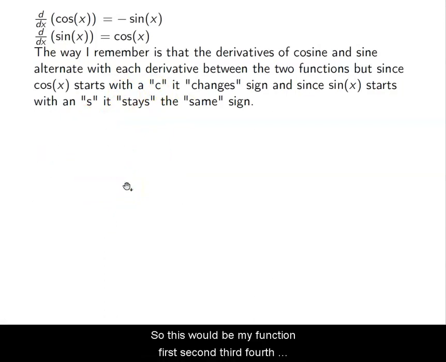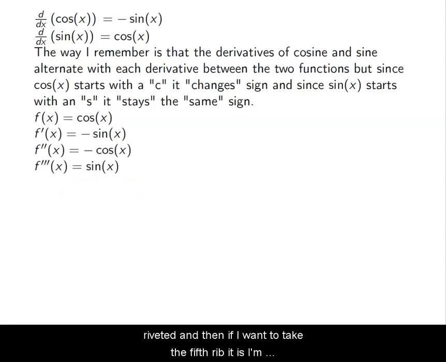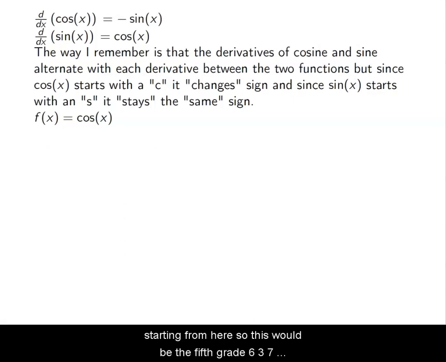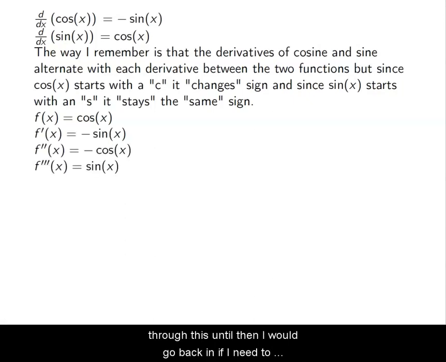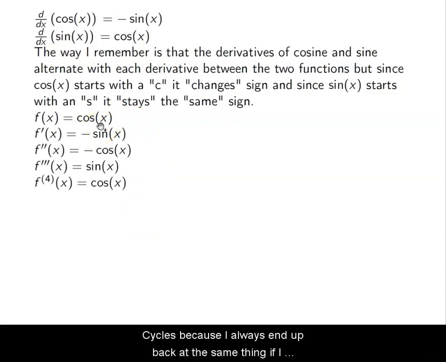Okay. So this would be first my function, first derivative, second, third, fourth derivative. And then if I want to take the fifth derivative, I'm starting from here. So this would be the fifth derivative, sixth derivative, seventh derivative, eighth derivative. And I'm back at cosine, so then I would go back again if I need to do the ninth derivative, and so forth. So it goes in cycles because I always end up back at cosine.